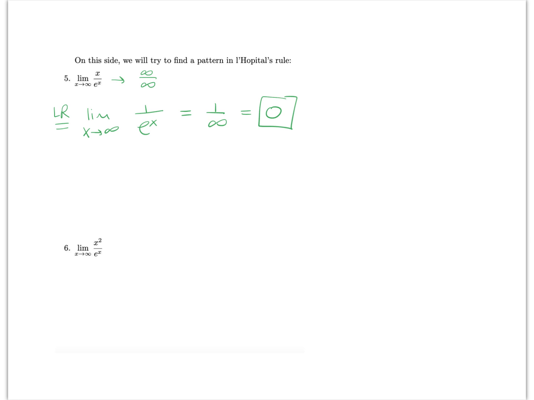Okay, let's see if I do the limit as x goes to infinity of x squared over e to the x. So if I try to just plug in infinity, I get infinity over infinity, so I can do L'Hopital's rule. And I have the limit as x goes to infinity of 2x over e to the x, which still goes to infinity over infinity. So I do L'Hopital's rule again. And now I have 2 over e to the x, which is 2 over infinity, which is 0.